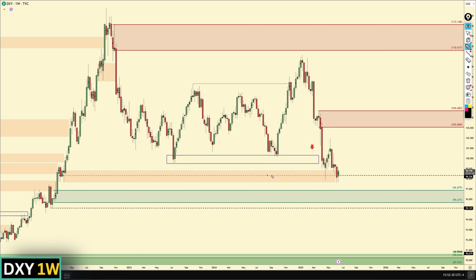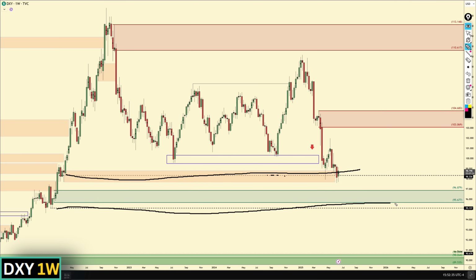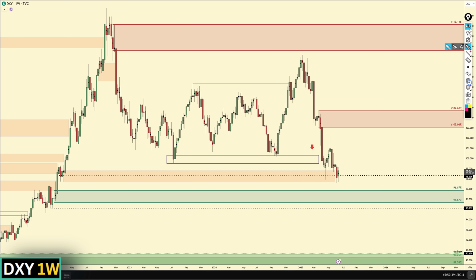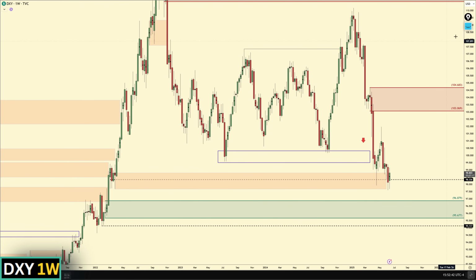But now, if you notice these black dots, this right here represents an overall monthly demand zone. If you've been following my forecast for the past months, I've been talking about this monthly demand zone. We did have two levels. We had a weekly level here and a weekly zone or level down below at 96.87.